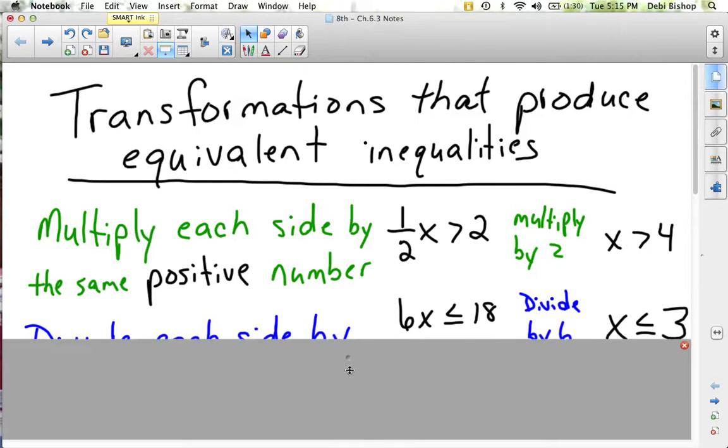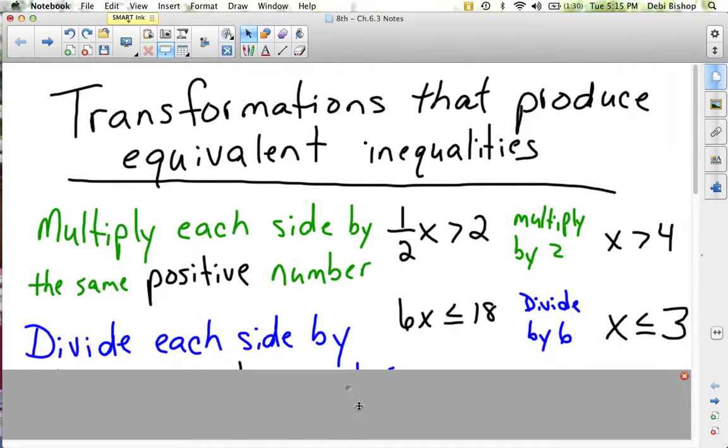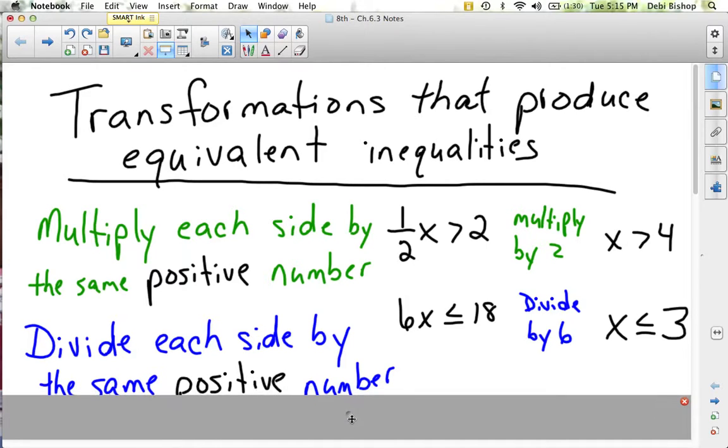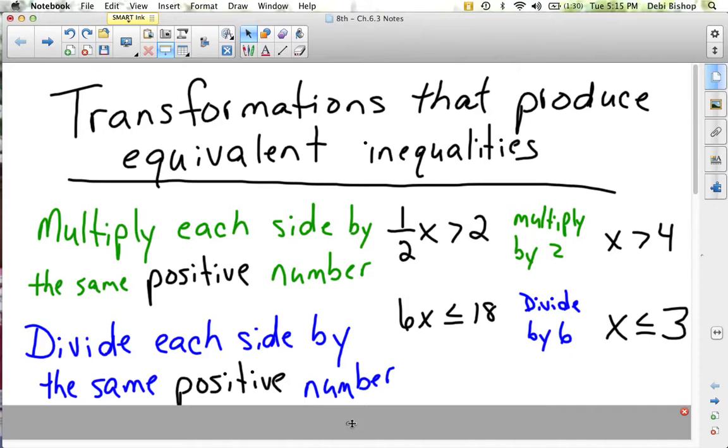Now, division has pretty much those same rules. If you need to divide, you divide each side by the same positive number. So I have the inequality 6x is less than or equal to 18. I need to get x by itself. I divide by 6. What I do to one side, I do to the other side. So if I divide by 6, I get x is less than or equal to 3.